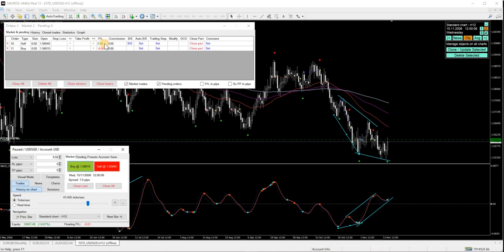Now we're hedged. We're locking in a small overall loss. We can't lose. They're very close. There's a spread on this pair, so that's why there's going to be a loss, even though we took the buy below the sell. Let's just see what happens here.